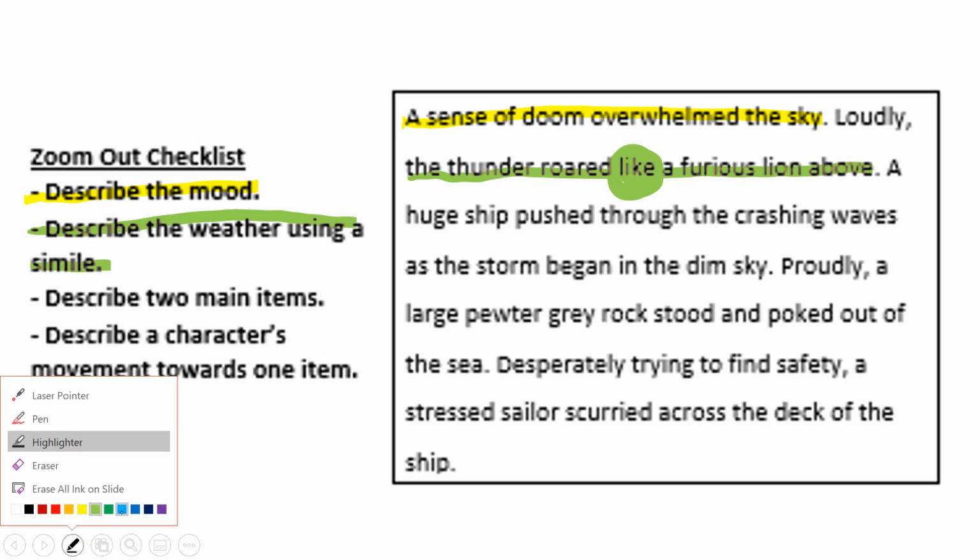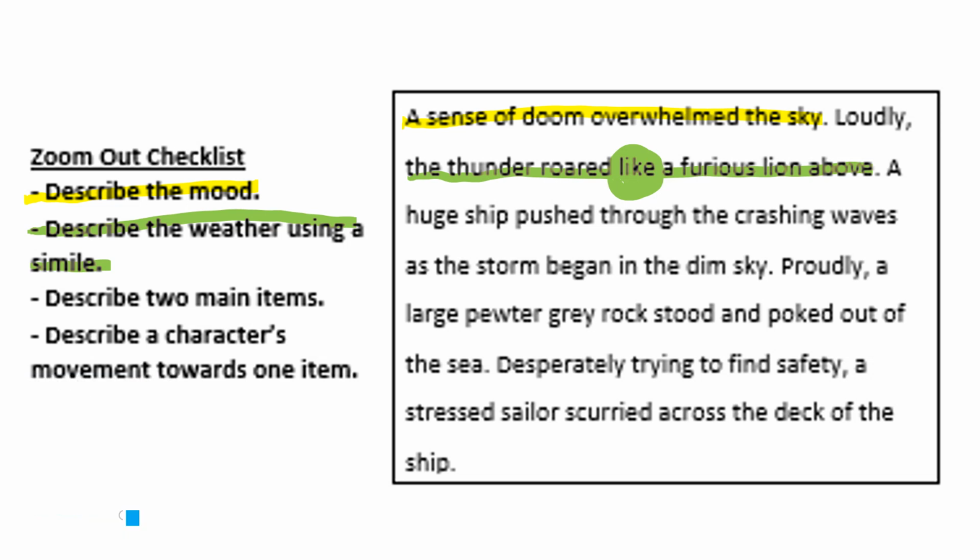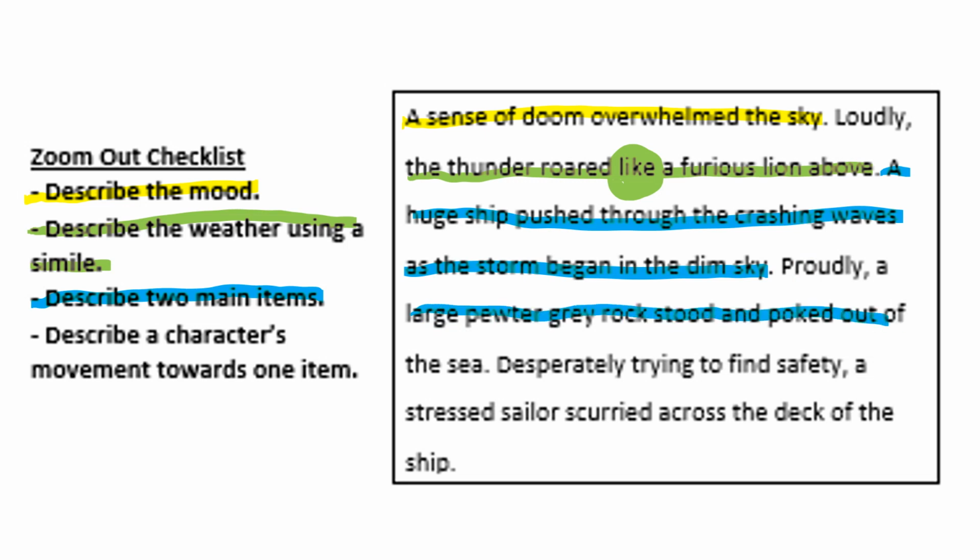Okay, next one in my checklist is to describe two main items. So I have described the huge ship which pushes through the crashing waves as the storm begins, and I have also described the pewter grey rock that stood and poked out of the sea.